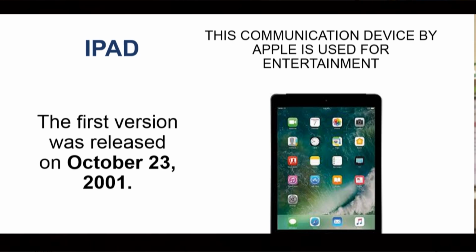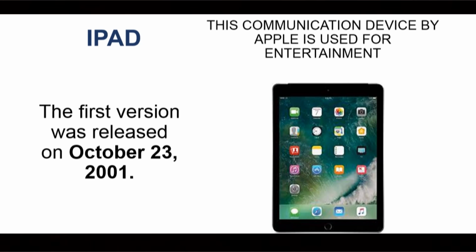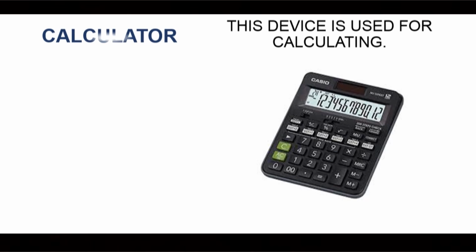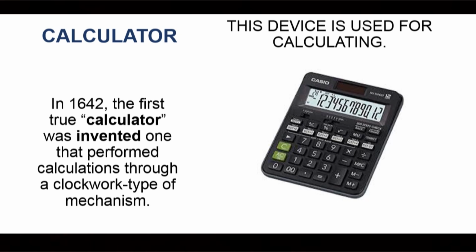This communication device by Apple is used for entertainment. What is it? Good job. It's an iPad. And additional information, the first version was released on October 23rd, 2001. This device is used for calculating. What is it? Excellent! It's a calculator. The calculator was invented in 1642.